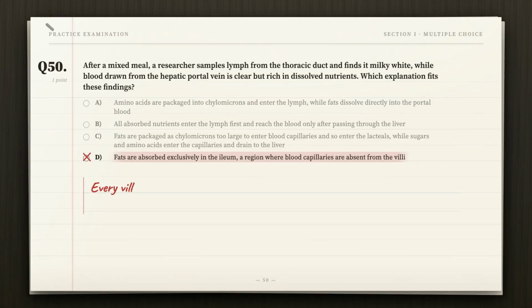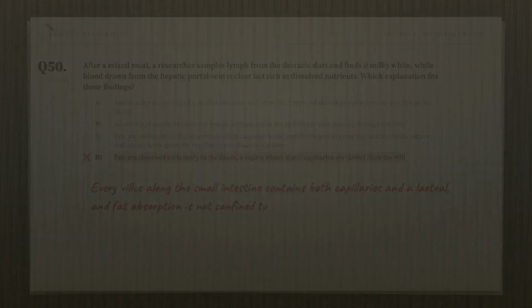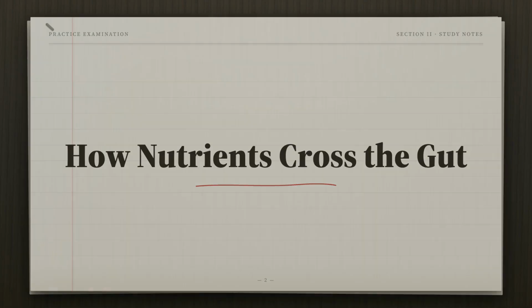D is wrong because every villus along the small intestine contains both capillaries and a lacteal, and fat absorption is not confined to the ileum. Absorption seems simple, but the mechanism behind each nutrient is very specific, and that specificity is exactly what exam questions test.